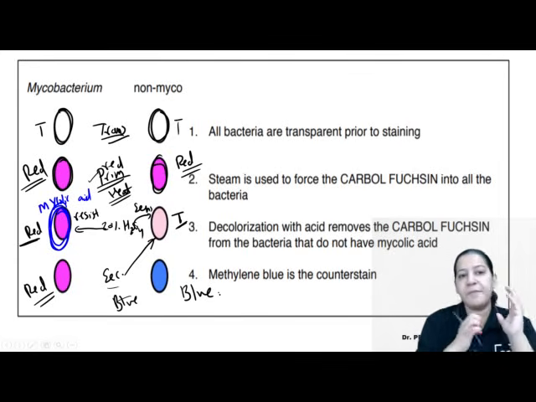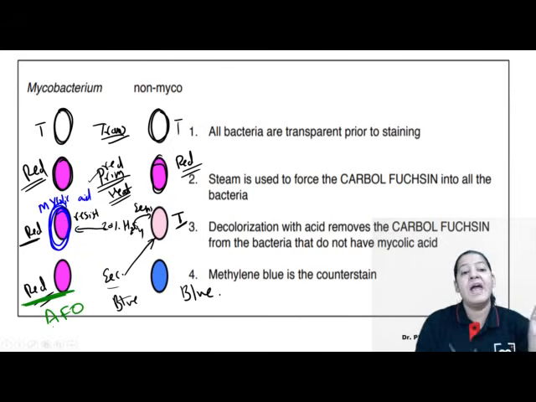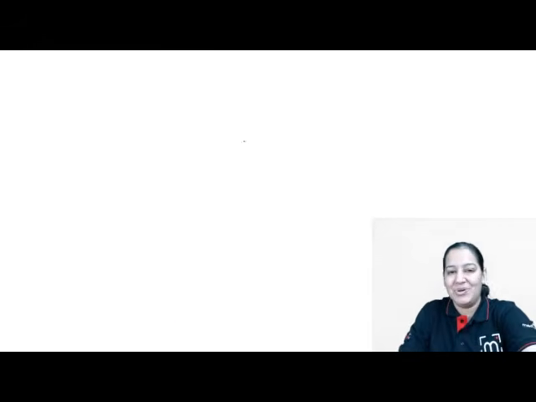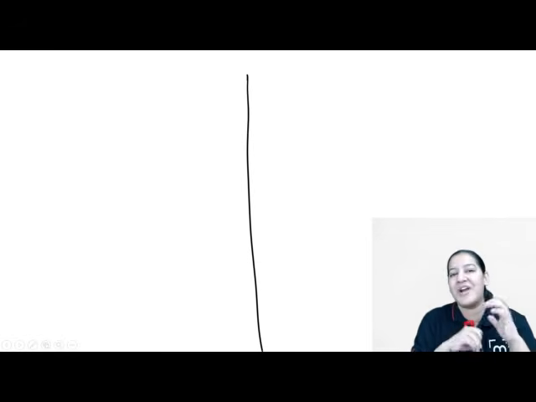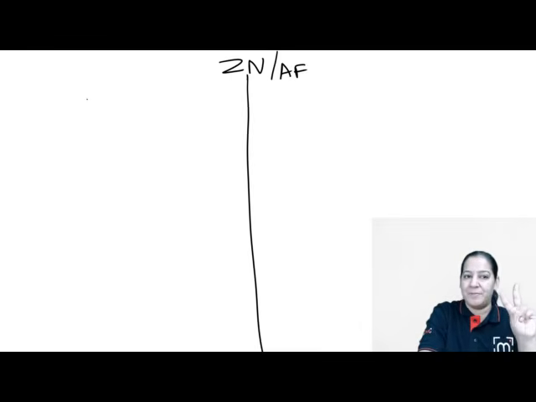So you got two types of bacteria in the end. The bacteria which are red in the end are known as acid fast organisms. Right, and the bacteria which are blue in the end are known as non-acid fast organisms. I guess the concept is crystal clear to you. So let's revise the two types of organisms based on acid fast staining, Zn stain, also known as acid fast staining. So there are two types of organisms.